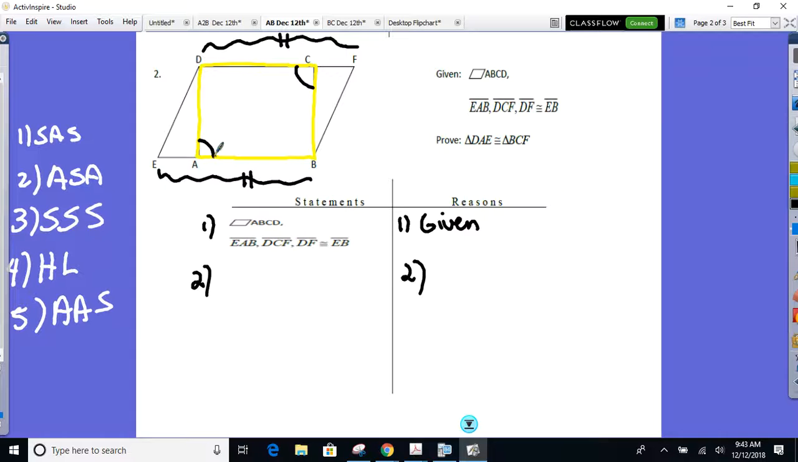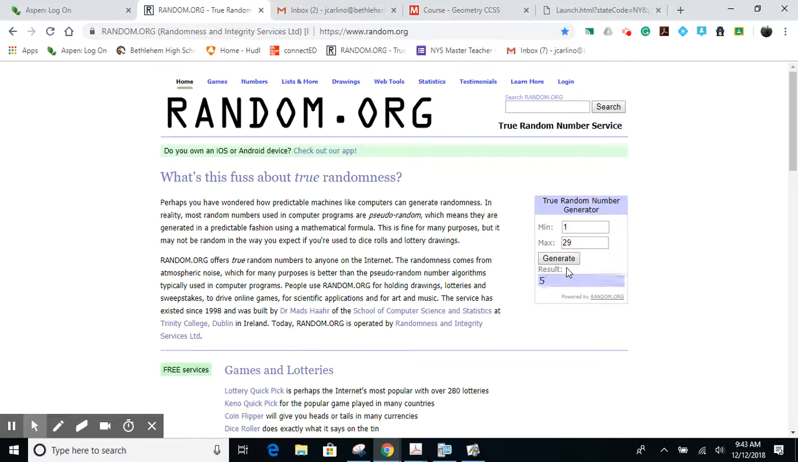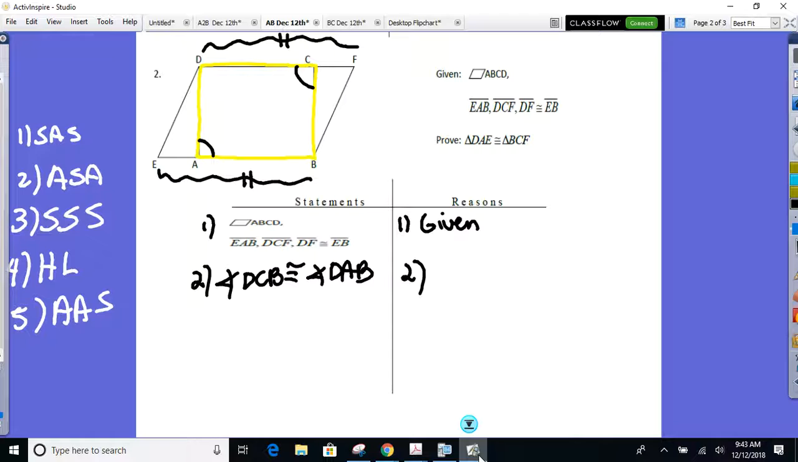And now some of you may say they're not even in the triangles yet. Just hold your horses, we're going to get there. So angle DCB is congruent to angle DAB. I need a good reason, though, why she said that. Why is that true? Here we go. Why are those two angles congruent?